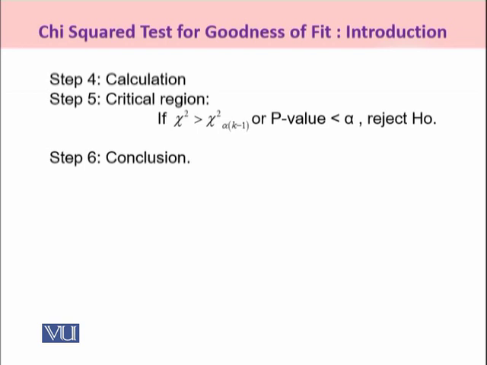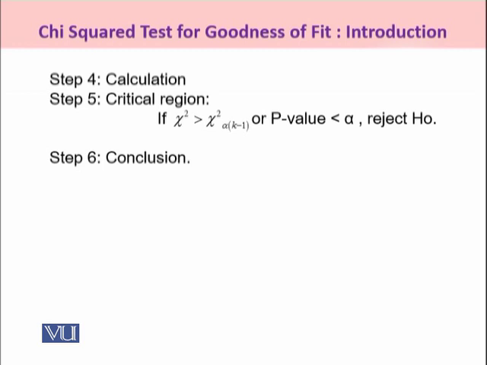And then the next step is to compare the calculated chi-square with the tabulated chi-square. Now students, in the table value that chi-square gives you, the calculated chi-square must be greater than chi-square alpha, k minus 1, where alpha is the level of significance and k is the total number of groups or categories. Either you use this formula, or if you have calculated the p-value of this chi-square, then you need to assess whether it is less than alpha.